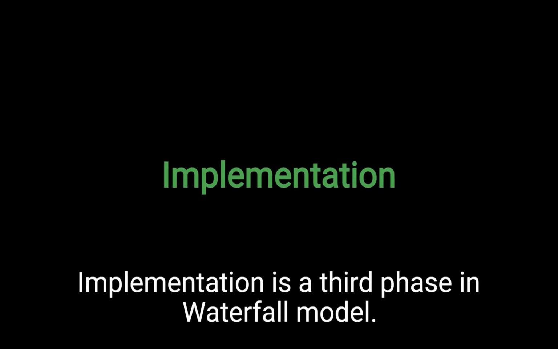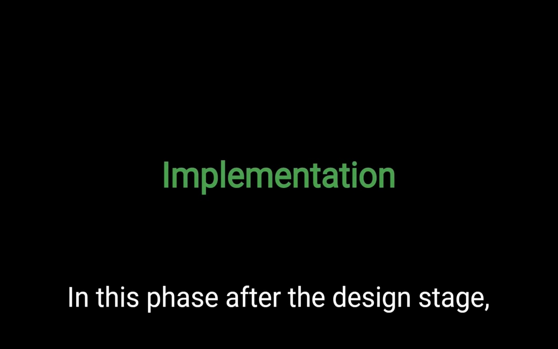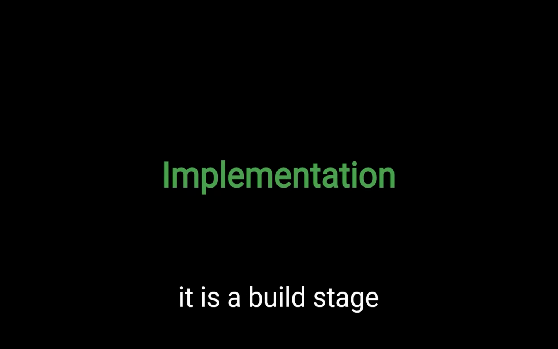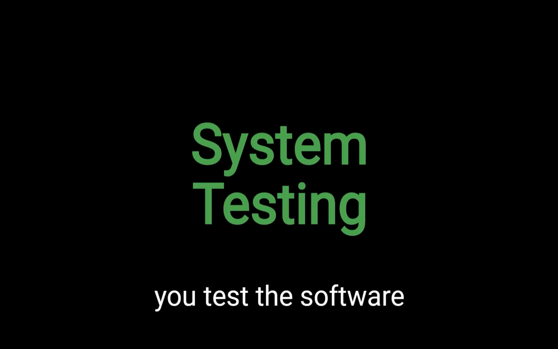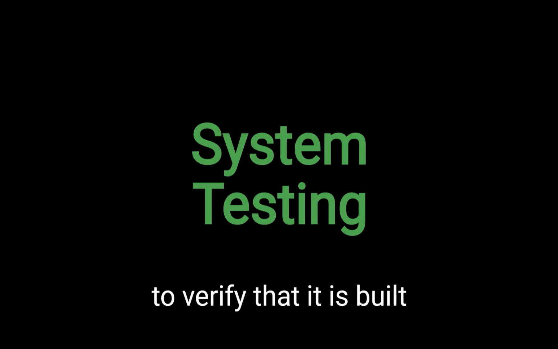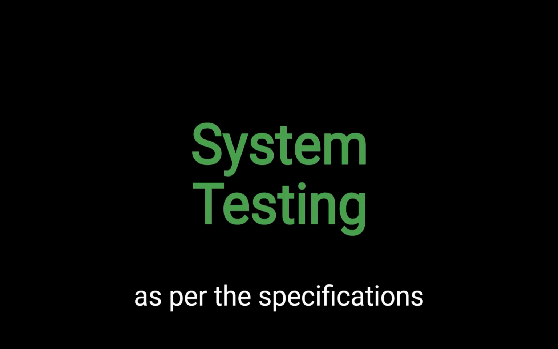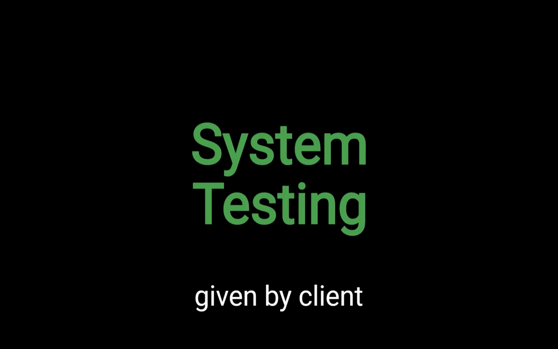Implementation is the third phase in waterfall model. In this phase, after the design stage, it is a build stage that is nothing but coding the software. System testing is the fourth phase in waterfall model. In this phase, you test the software to verify that it is built as per the specifications given by the client.